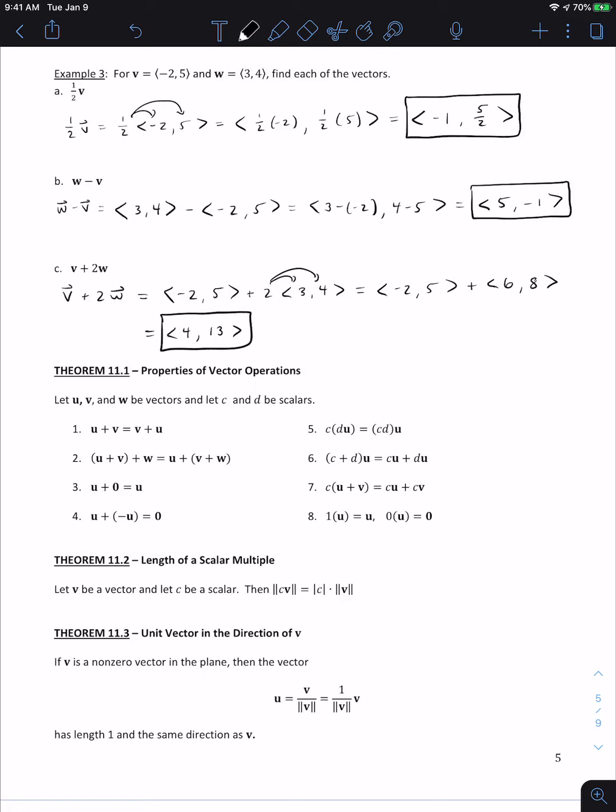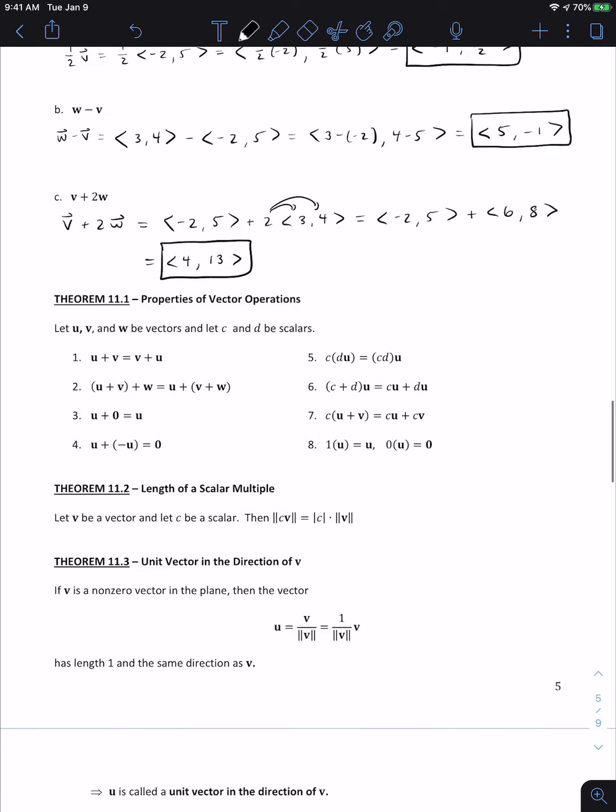Right? So 4 + 13 is going to be that vector, v plus 2w. Okay, properties of vector operations. Let u, v, and w be vectors and c and d be scalars. What do we have? We have addition is commutative, right? This is a commutative property.